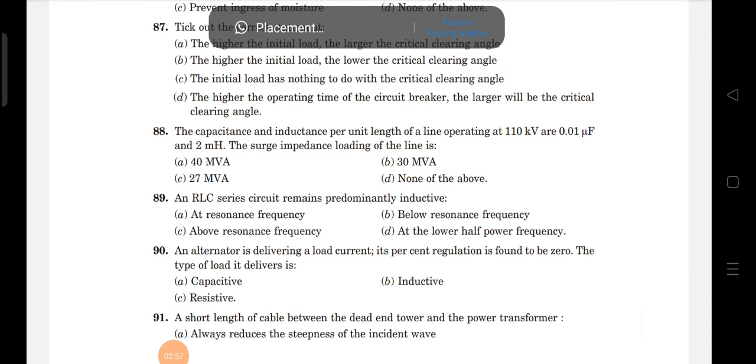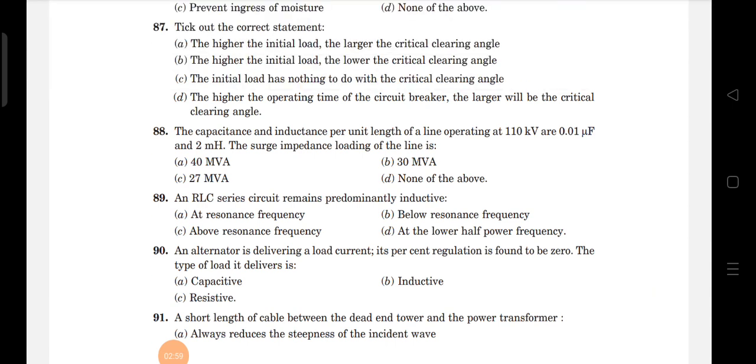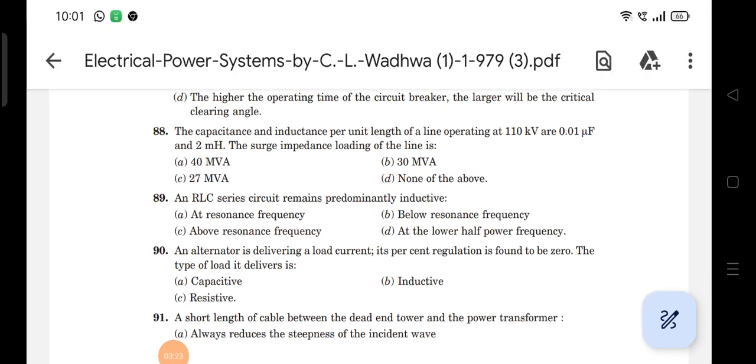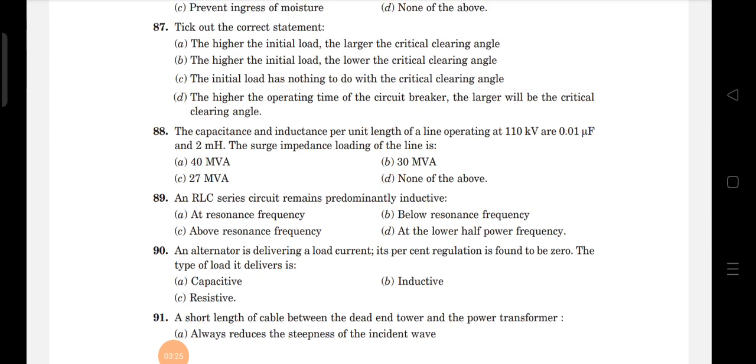Why? Because we already know that XC is equal to 1 by omega C, that is 1 by 2 pi fC, right? When frequency is 0, the XC value is dominating. That means at the lower frequency side, capacitive reactance is dominating. At the higher frequency side, when frequency increases, the XC value reduces. What about XL? XL is equal to omega L, that is 2 pi fL, right? That means above the resonance frequency, the inductance value is dominating. That means the 89th question answer will be C.